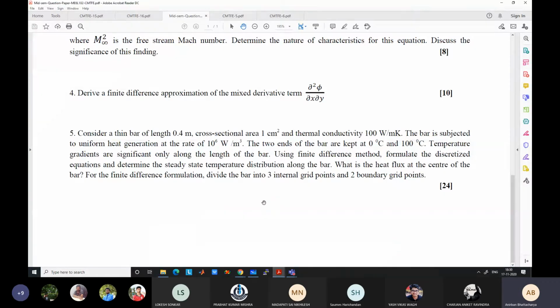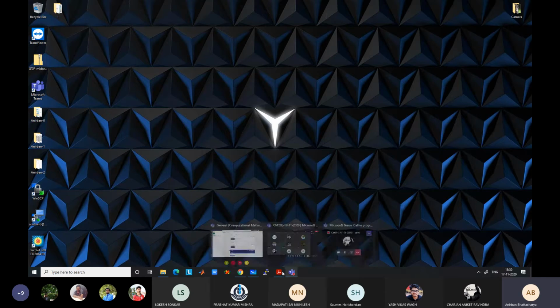I've given marks for both, but heat flux means only minus k dT/dx per unit area, not multiplied by area. But if you multiply by area also, that is fine, because it shows that at least you understand how to calculate it correctly. Accordingly, marks have been given. Any questions on this?